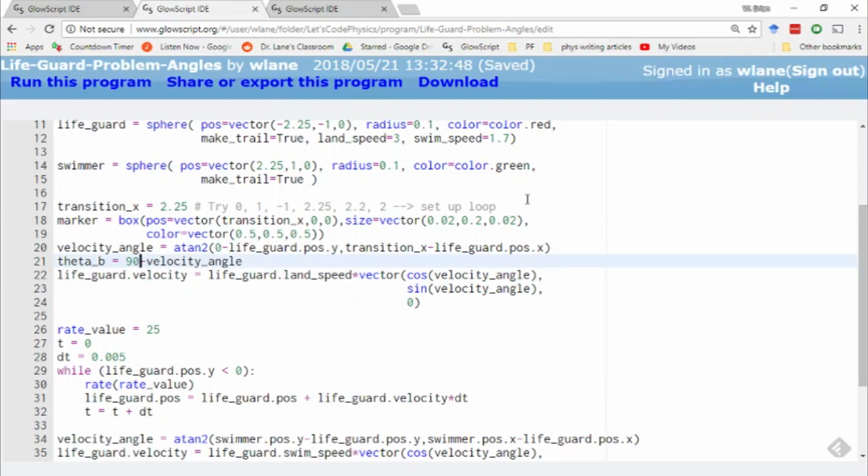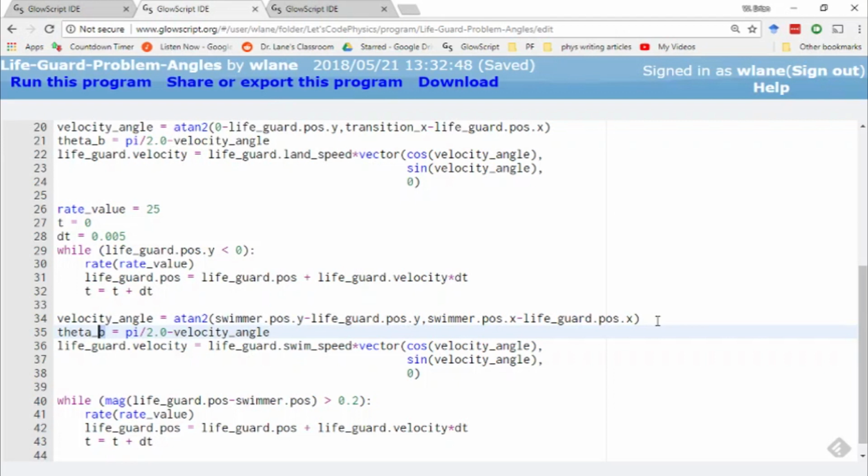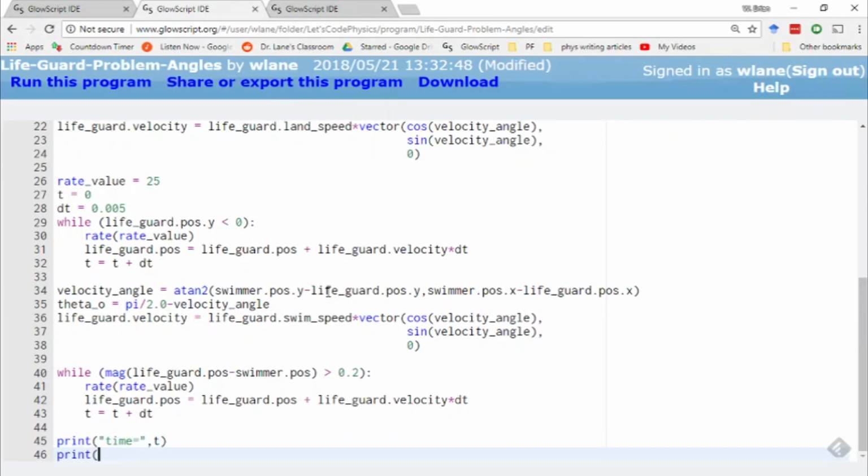Actually, we're working in radians, aren't we? So this is going to need to be pi over 2 minus the velocity angle. And then we'll do the same thing down here to get the ocean angle. So we'll go theta underscore O, and we'll have that be, we're calling it velocity angle there as well. Cool. So then down here at the end of the code, I can have it print both sides of that equation. So the first side is 1 divided by the lifeguard's land speed times the sine of the beach angle, theta b, and then I just need to do the same thing over here with the ocean side, and so I make this the swim speed.